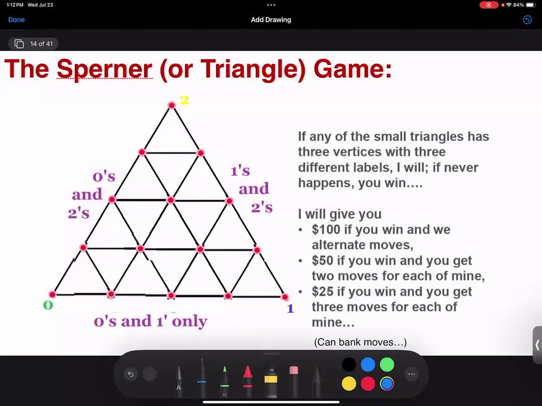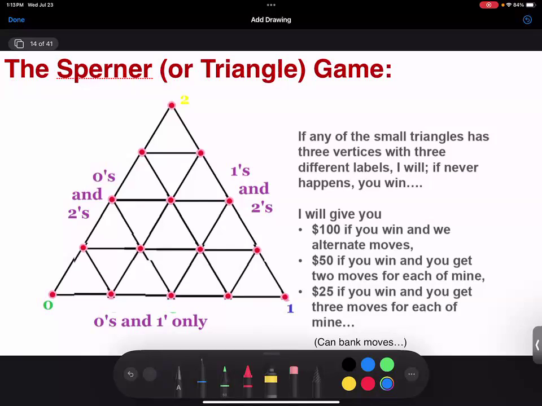If we alternate moves. If you want to do 2 moves for every move I do, I will only provide $50 if you win. If you want to get 3 moves for every move I do, I will give you 25. And so on and so on. When I was doing this a few years ago with high school students, one of the high school students asked, and she's now actually, I think a math major at Williams, can we bank moves? I will allow you to bank moves.